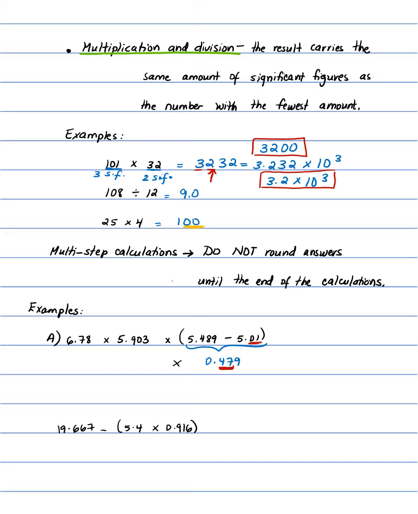That number times 5.903 times 6.78. So you see now all of your 3 numbers are being multiplied. So now we're looking at the rule for multiplication. 6.78, 3 significant figures. 5.903, 4 significant digits. Then your last number is 0.479. The zero is a leading zero, and leading zeros are not significant.